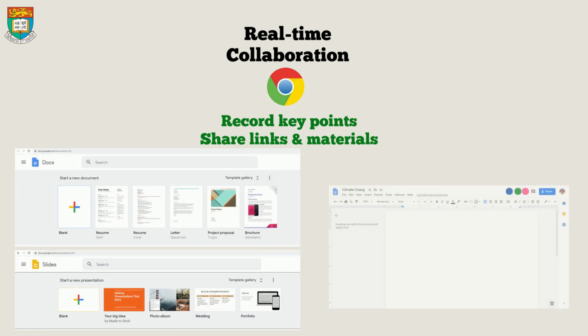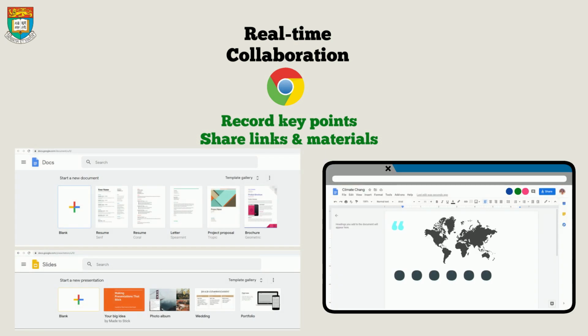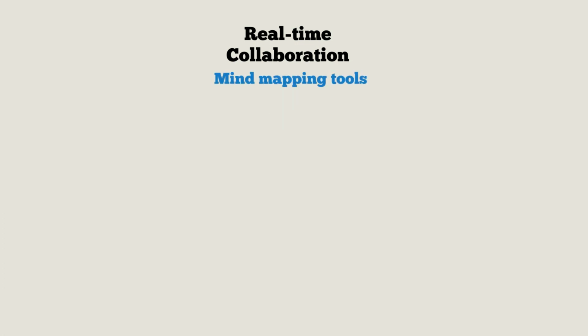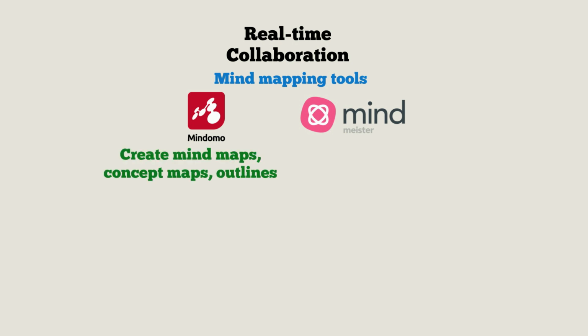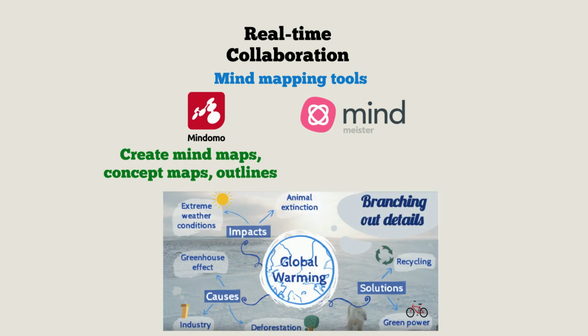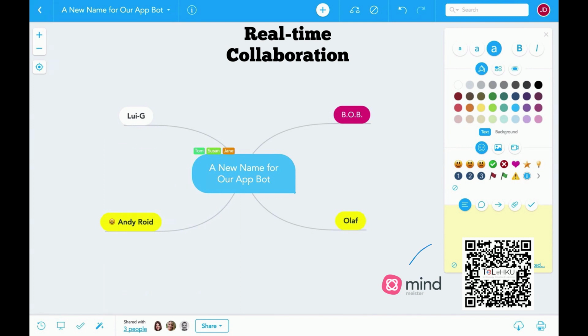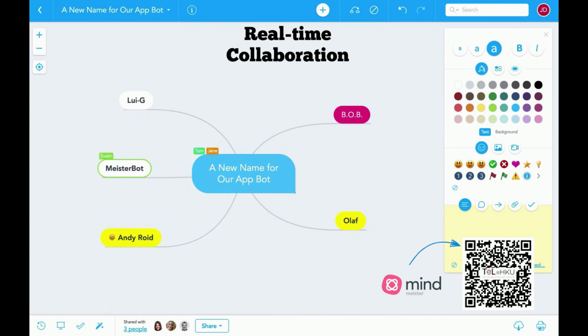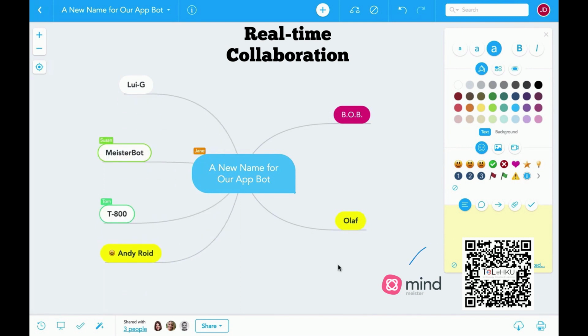Google Docs or Slides are effective tools to record key points and share links and materials. Involving mind mapping tools is highly recommended. Students can use them to create mind maps, concept maps, and outlines. It is a good way to organize ideas. Take MindMeister for example. Group members can work on the same mind map synchronously.